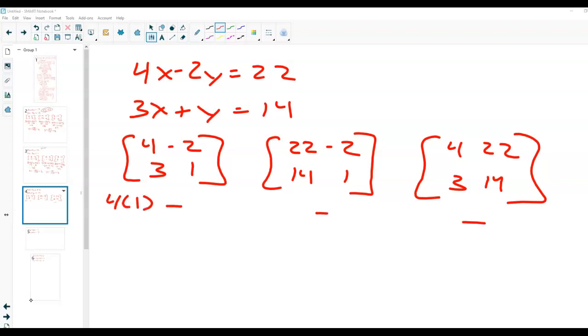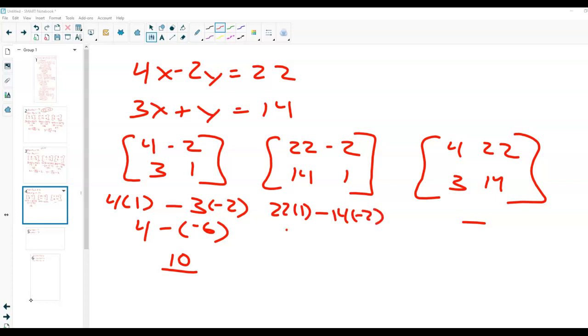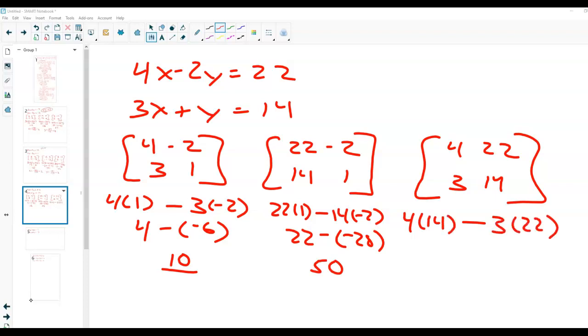4 times 1, 3 times negative 2. That's 4 minus a negative 6, you get 10. 22 times 1 minus 14 times a negative 2. That's 22 minus a negative 28. That makes it addition. 22 and 28 is 50. 4 times 14 minus 3 times 22. That's 56 minus 66. That's negative 10.